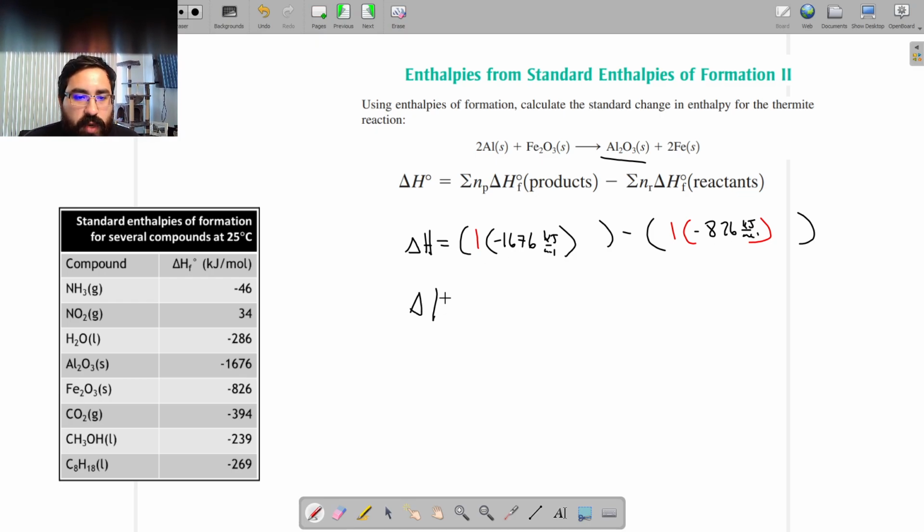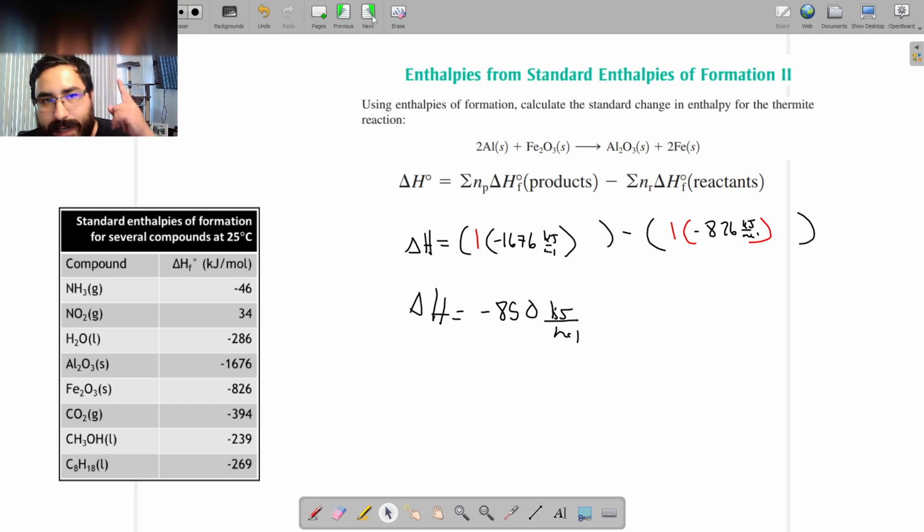And if we do a little bit of this math, negative 1,676, and this is a negative times a negative, so that's going to be a positive. So we're going to add 826, and the delta H value is negative 850 kilojoules per mole. The reason it's per mole is because these are 1 mole. All right. So that's our answer here. That's it. Boom. You're done. Finished. But let's check out problem number 2.